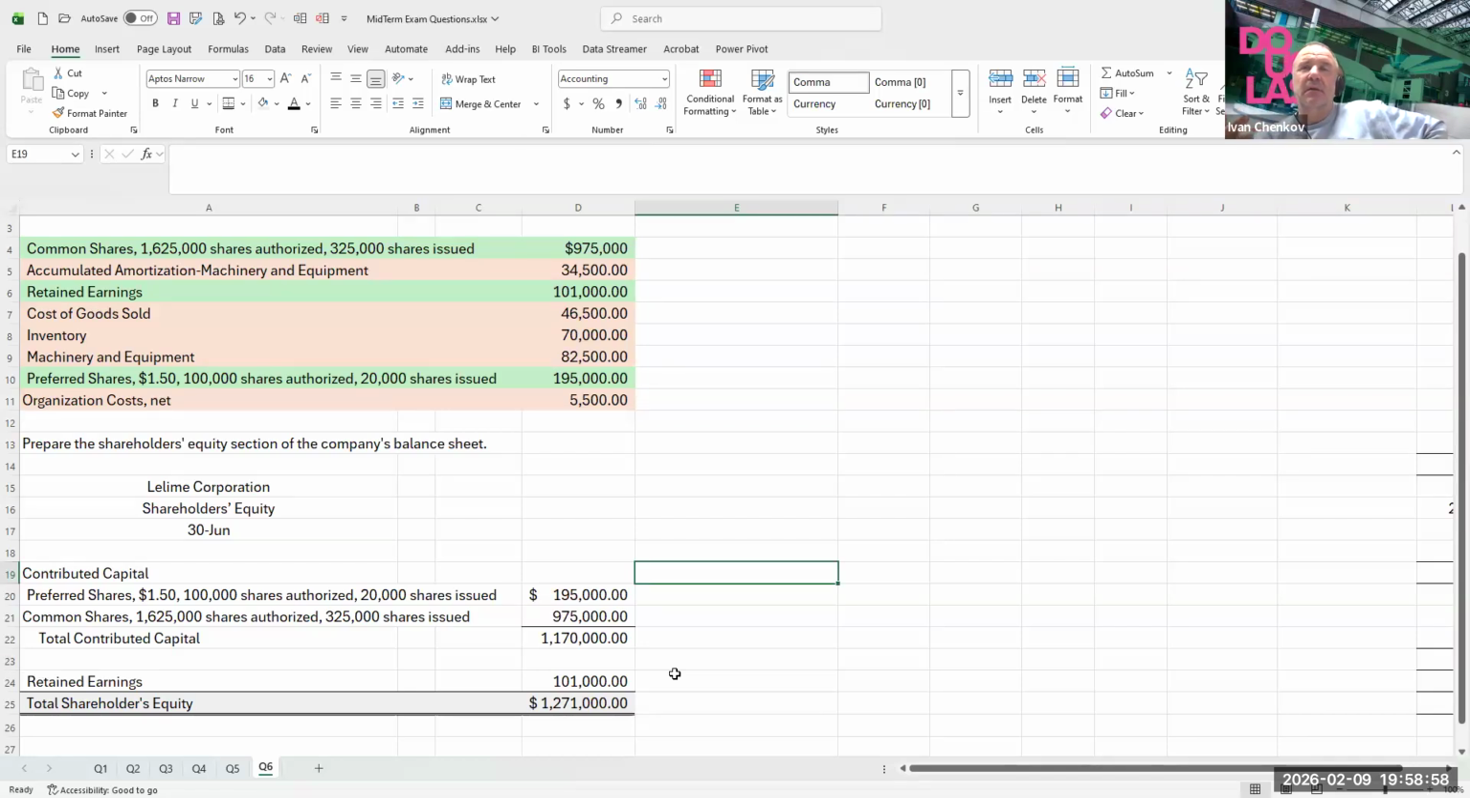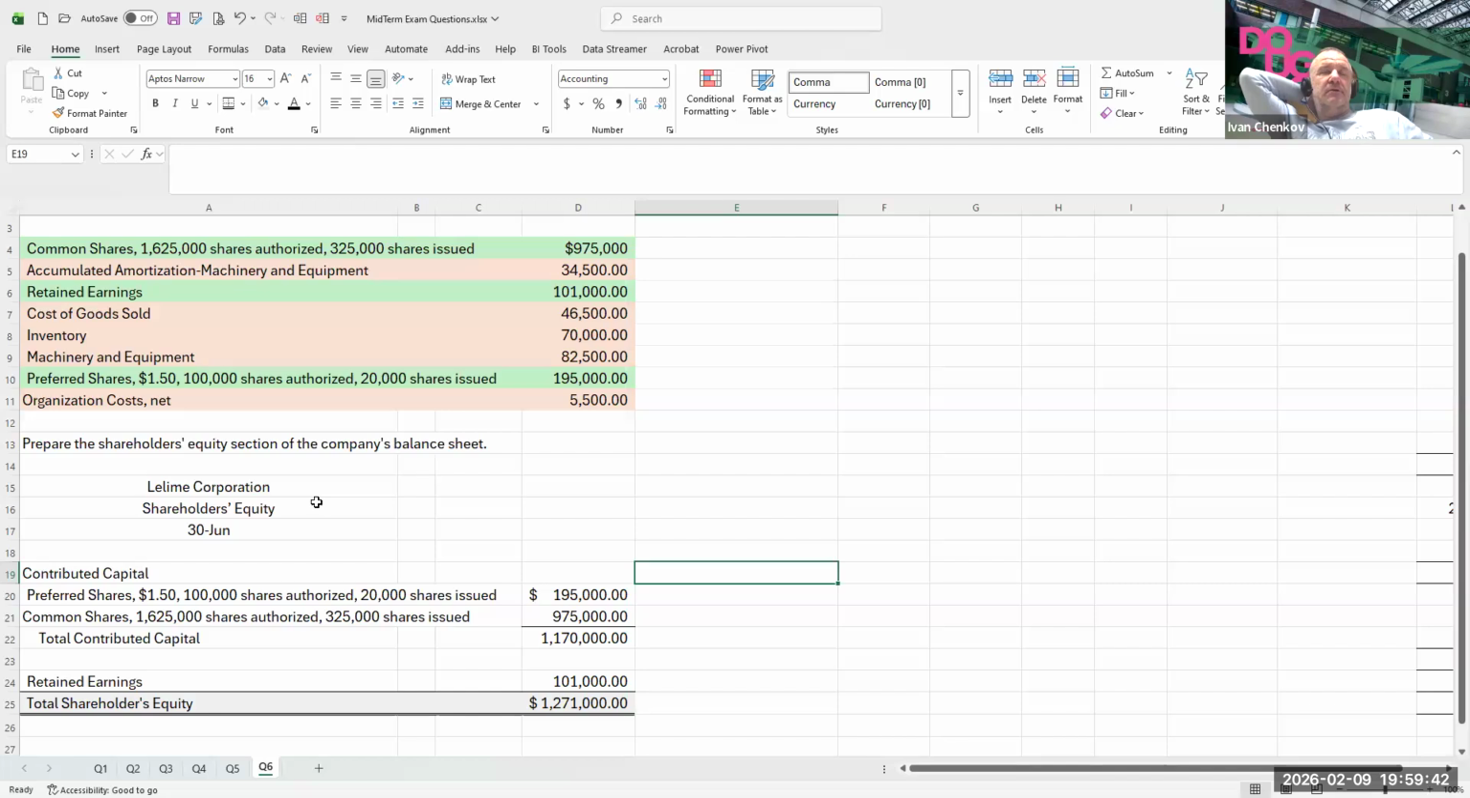Questions for this? The tricky part here is to identify which accounts are part of it. The shareholders' equity is usually a separate statement, because on the shareholders' equity statement, we explicitly say what the contributed capital is from, what constitutes it, and what the retained earnings are. On the balance sheet, we're just gonna show total shareholders' equity.